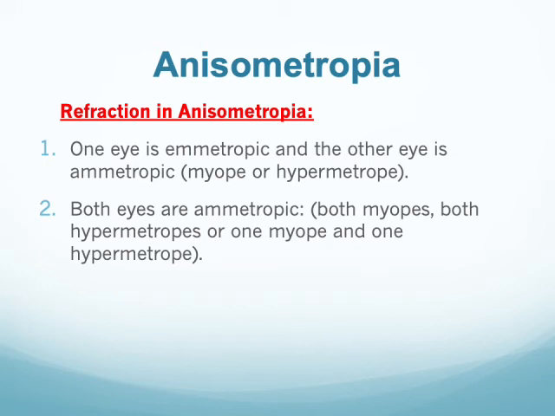But if we look at the second type, both eyes are ametropic, whether both are myopic, or both hypermetropic, or one myopic and one hypermetropic. If both are myopic, one eye is -2 and the other eye is -8. Both hypermetropic, one eye is +2 and the other eye is +6. So this is hypermetropia, but anisometropia at the same time. Or one eye myopic and the other eye hypermetropic. So if you have one eye -2 and the other eye +2, the difference between the two eyes is 4 diopters, and this patient will suffer also from anisometropia.